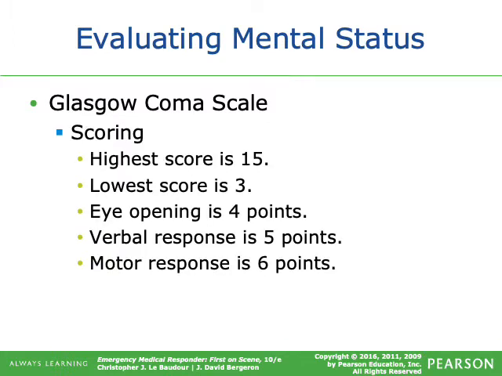All right, when you're scoring someone's GCS, the highest score possible is a 15. The lowest score possible is a 3. So even a dead person that is real dead is going to have a score of 3. You get a maximum of 4 points for eye opening, a maximum of 5 points for the verbal response, and a maximum of 6 points for the motor response. We're going to go over the parameters for these points in the next slide.